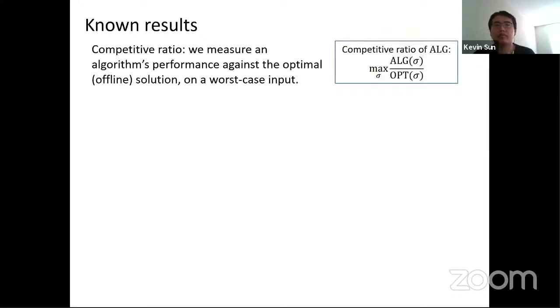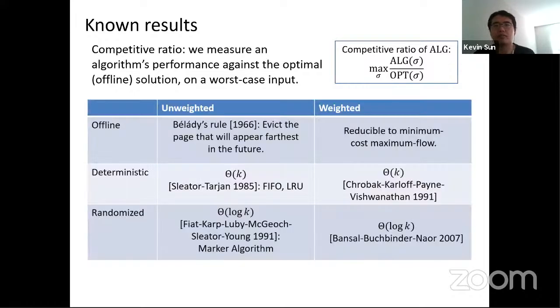We measure our results with the well-known competitive ratio, which is the ratio of the cost of the algorithm against the optimal offline cost. So I'll just briefly go over this.